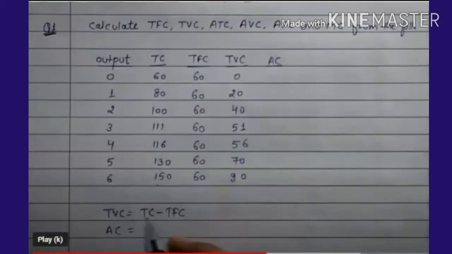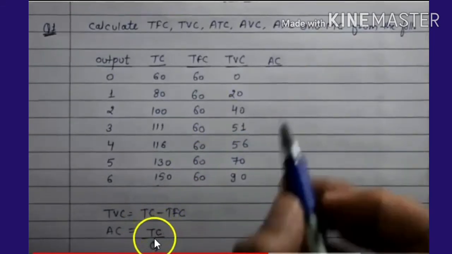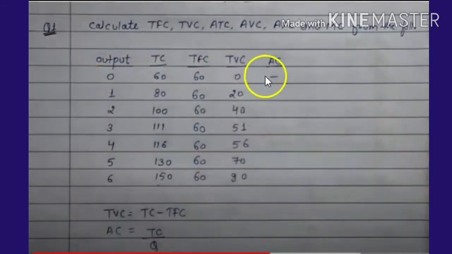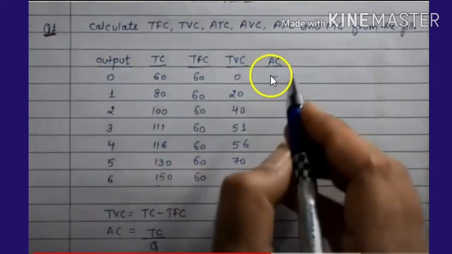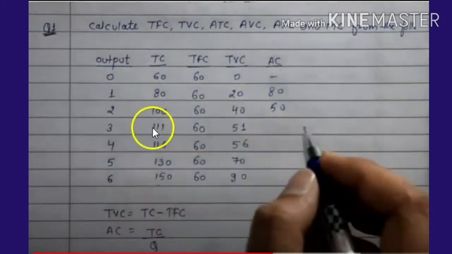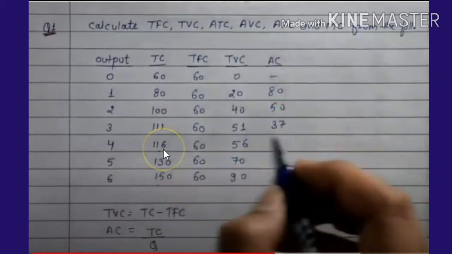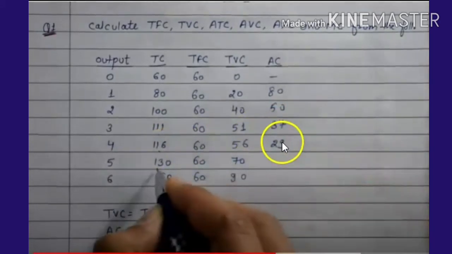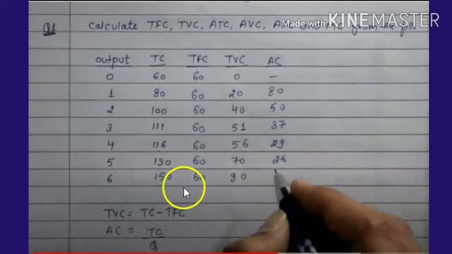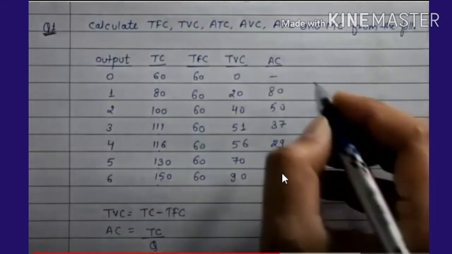Next you have to find AC. So how will you find AC? AC equal to TC by Q. So TC is given here, 60. 60 divided by 0, so it's a dash. No answer can be determined. Then you can put 80. Then you can put 50. Then you can put this 37. Then you can put 29. Then 130 divided by 5, it's 26. 150 divided by 6, it's 25. So this is the answer for AC.